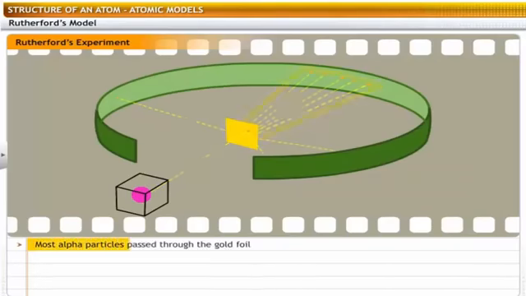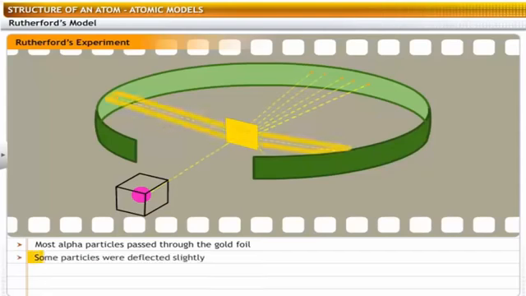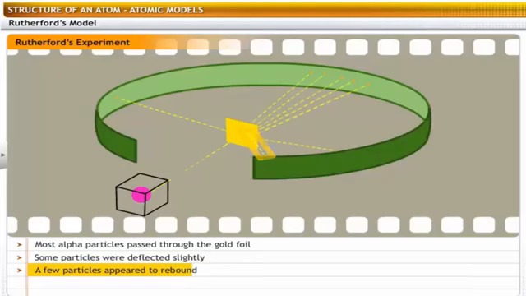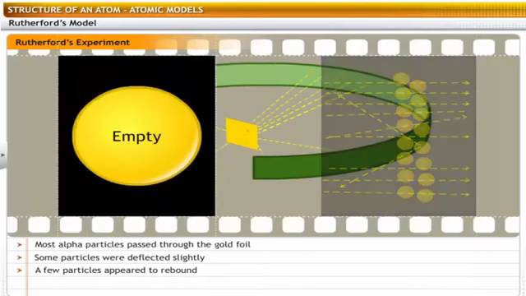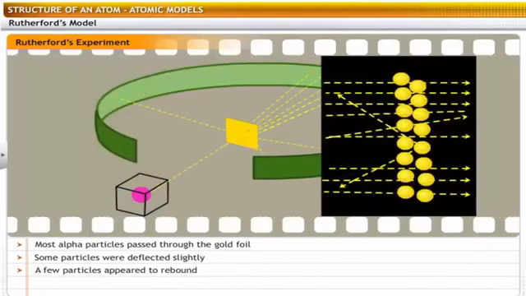Rutherford found that most of the alpha particles passed straight through the gold foil without getting deflected. A small fraction of the alpha particles were deflected through small angles. A few alpha particles bounced back. Based on these observations, Rutherford concluded that most of the space inside an atom is empty, as most of the alpha particles pass through the foil without getting deflected.